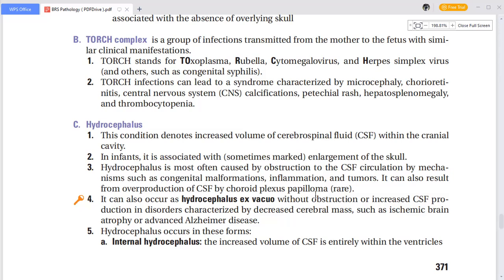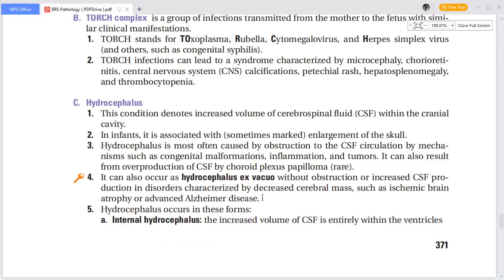So when there are those disorders, you can have increased CSF because of decreased cerebral mass, such as in ischemic brain. So there is maybe reduced blood to the brain, which means there will be reduced supply of oxygen and nutrients to the brain, and the body will sense that the brain is reduced and start producing a lot of CSF. That is leading to increased CSF, also known as hydrocephalus.